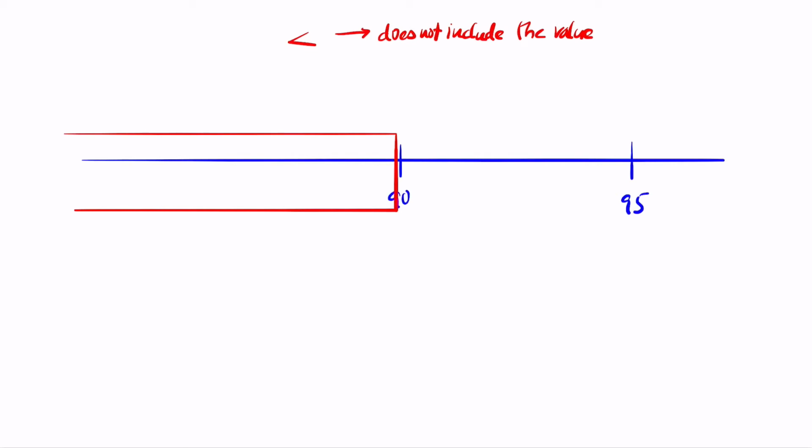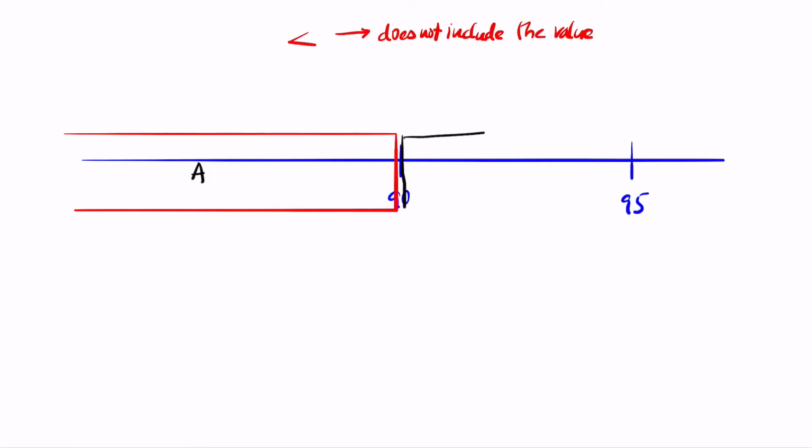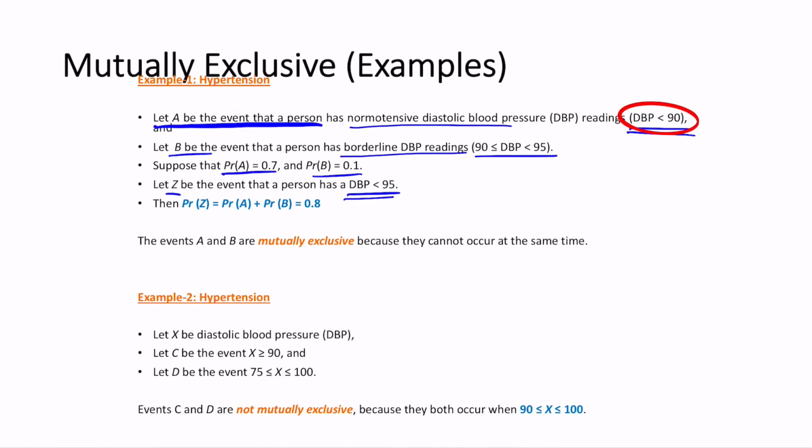So this is the event A. The second event takes in 90 until 95. This is the event B. Now if you look at both events, are they intersecting here? Notice that there is no intersection because one ends before 90, one starts at 90. So which means these A and B are mutually exclusive.